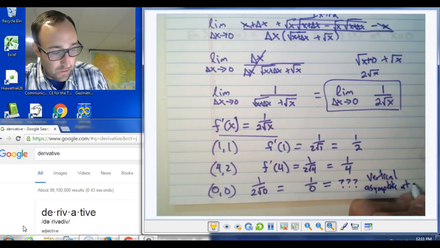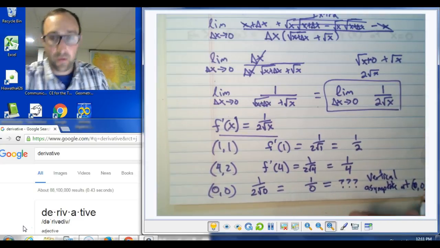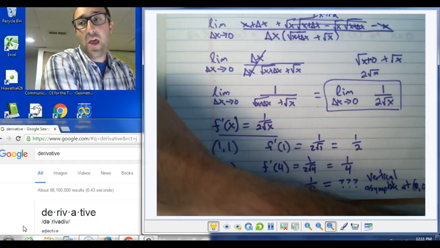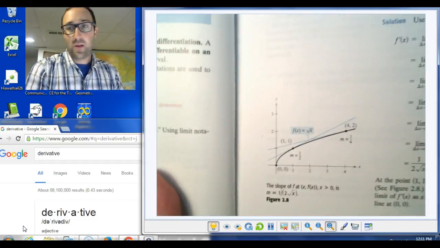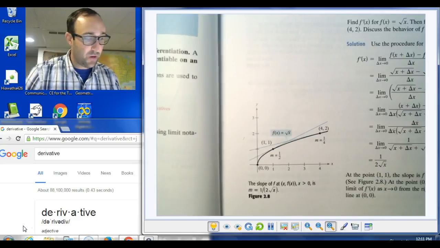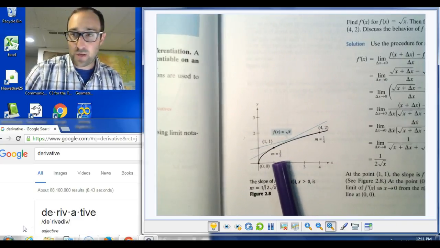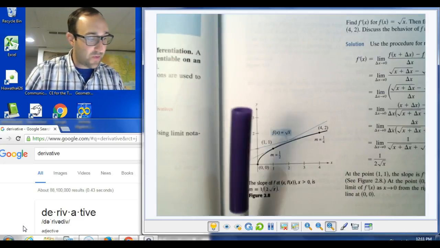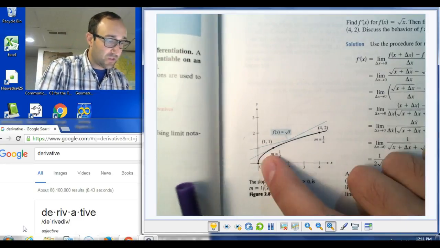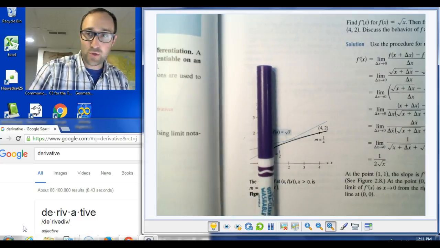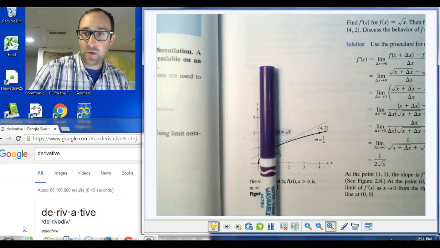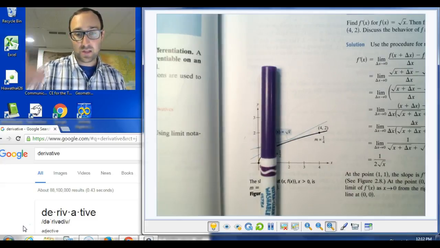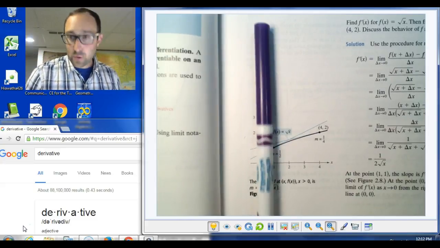at (0, 0). Now if we go back and look at the graph real quick, we didn't look at the graph at all, and we could have, but let's do that now. Here's the graph of this function. At (1, 1), there's our slope of 1/2. At (4, 2), our slope is 1/4, exactly what we got. And at this point right here, we're looking at (0, 0). See, the slope is completely vertical, so you're going to get divide by 0 because it doesn't have a slope. The slope is vertical.